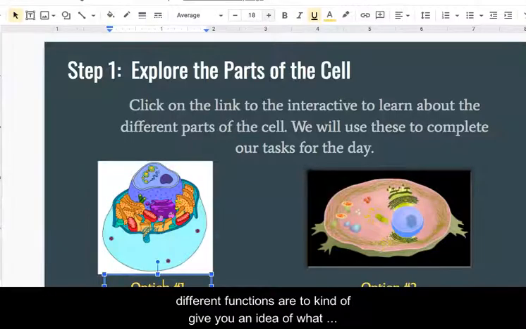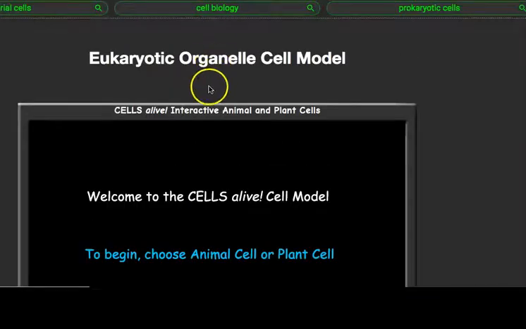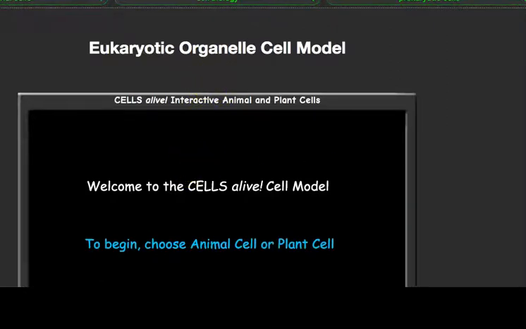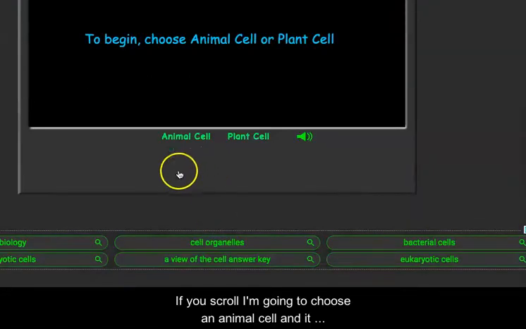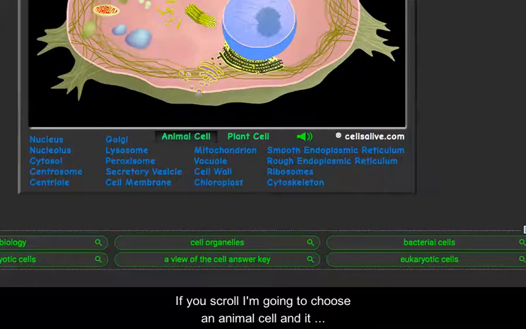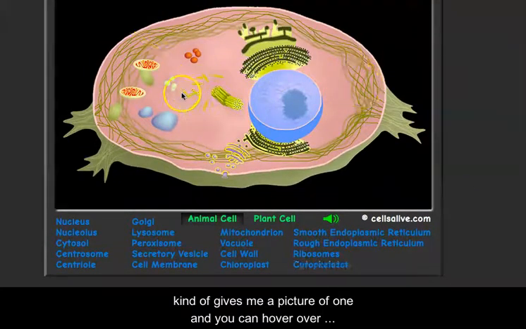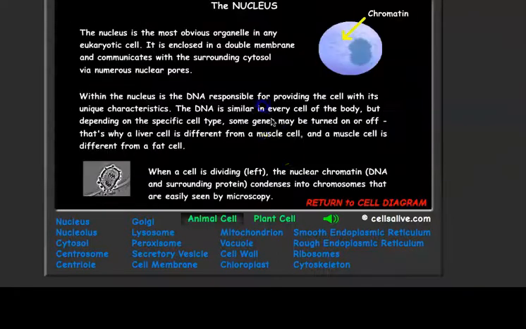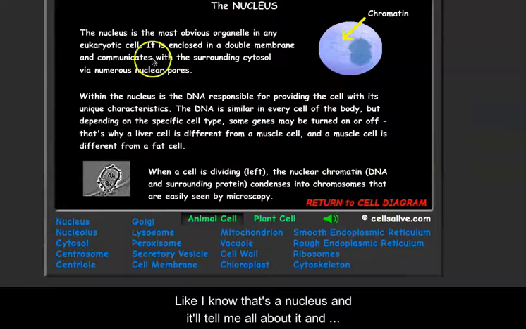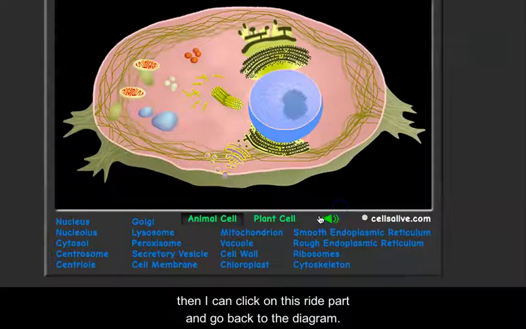To kind of give you an idea of what the other interactive is, if I click on that one, it's very similar. You can choose what type of cell you want to start out with. If you scroll, I'm going to choose an animal cell, and it kind of gives me a picture of one. And you can hover over the different pieces and do the same thing. Like, I know that's a nucleus, and it'll tell me all about it. And then I can click on this red part and go back to the diagram.